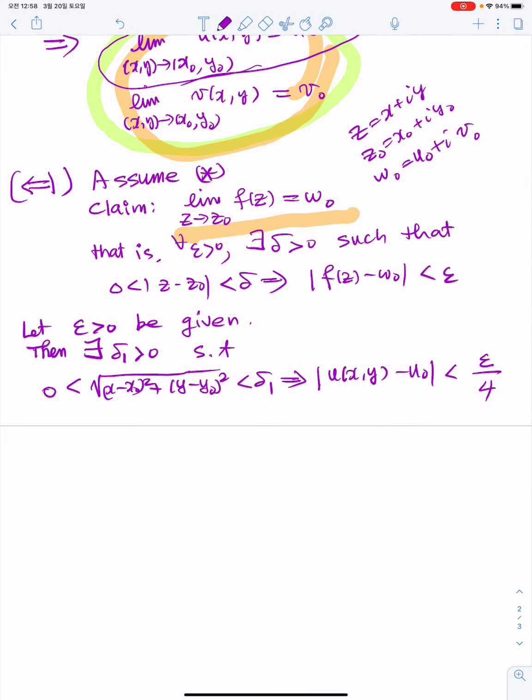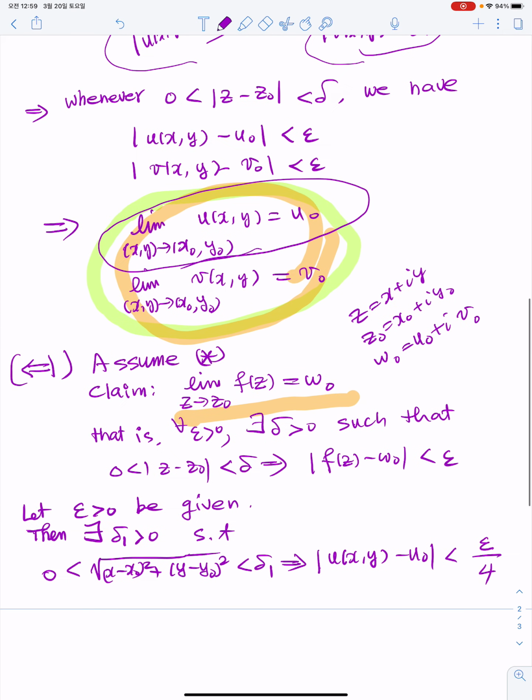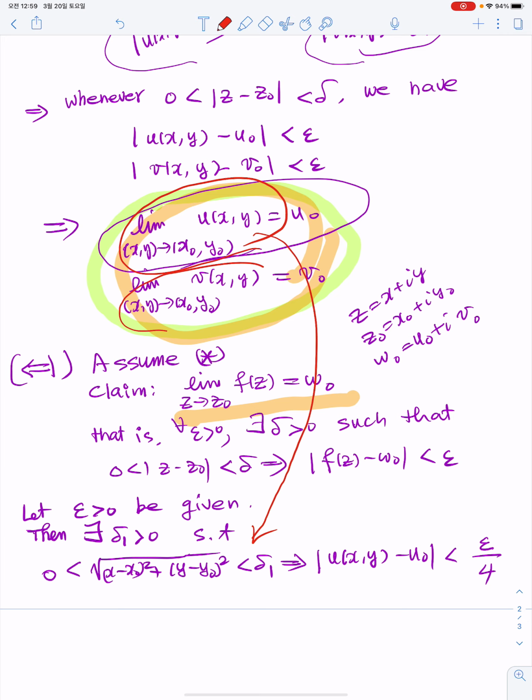And this is because of the limit as (x,y) approaches (x0,y0) of u(x,y). So that's because here this is true. We assume this part, right? And also we have this part. We assume that part.